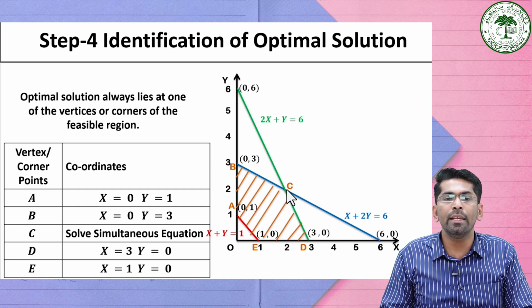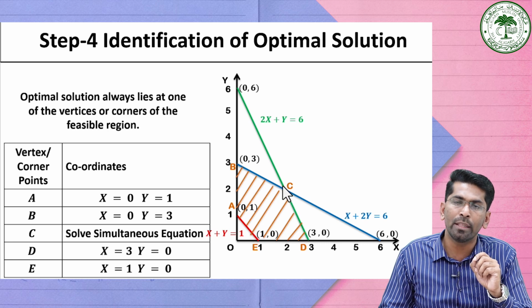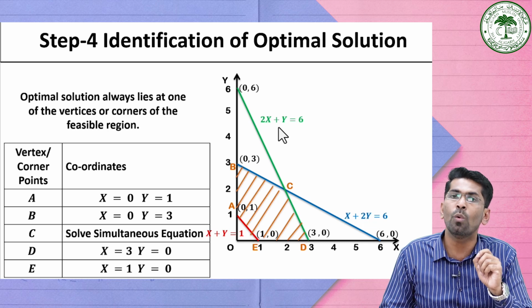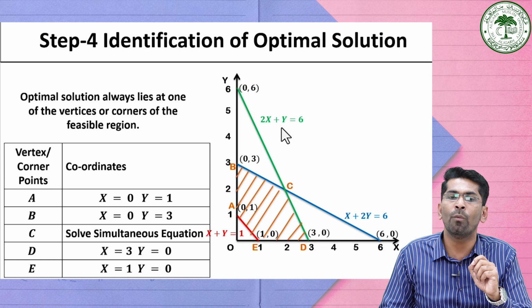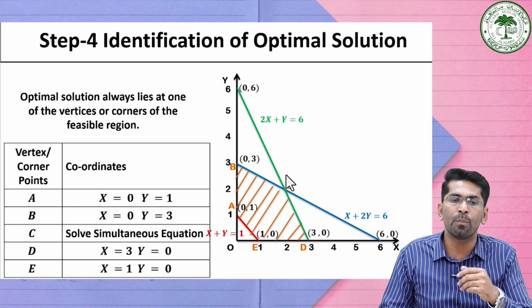Similarly, we have point C. The point C is nothing but the intersection point of two lines, that is, the green line and the blue line both are intersecting. That means these two constraints are intersecting at the point C. In order to identify the value of x and y at point C, we have to solve these two equations, a simultaneous equation with two unknown variables x and y, so that we will get the value of x and y. We will identify it in the upcoming slides.